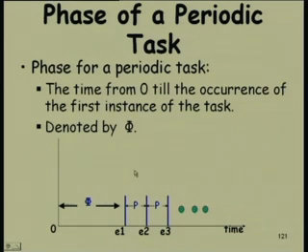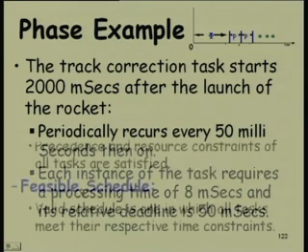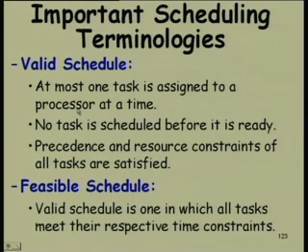So, for a task Ti, we will use phi i as its phase. And we are also looking at the terminologies valid schedule and feasible schedule. Some of you just remarked that a feasible schedule is also a valid schedule. Yes, a feasible schedule by definition is a valid schedule.